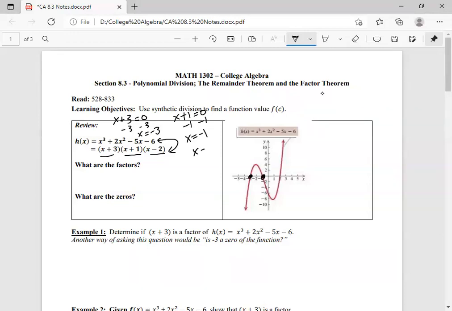The other one is x minus 2. So when we're solving that, we get x equals 2. That's one of your zeros or your x-intercepts. So this next question says, well, what are the factors? And I actually meant to underline that, not mark through it. Sorry about that. What are the factors?